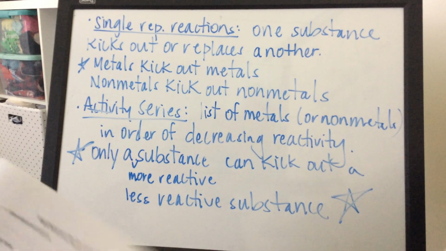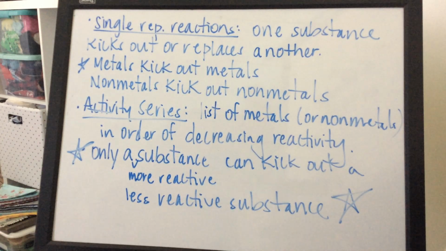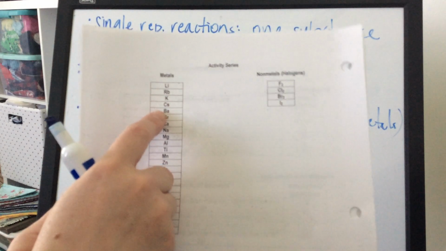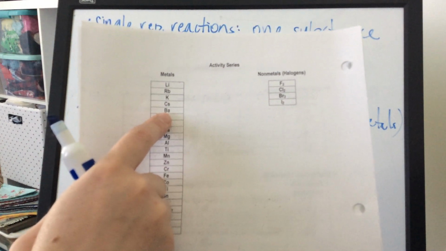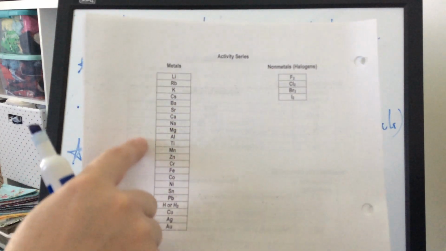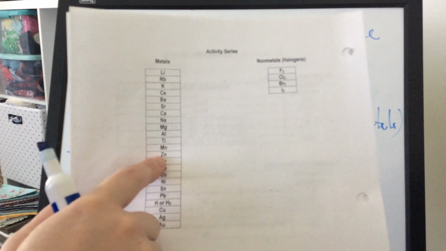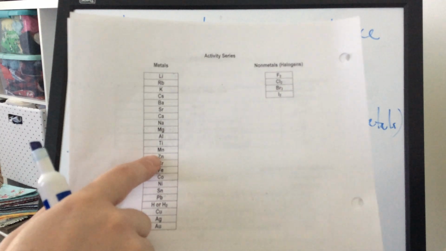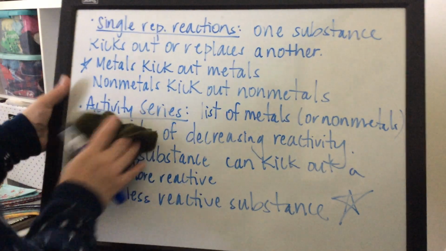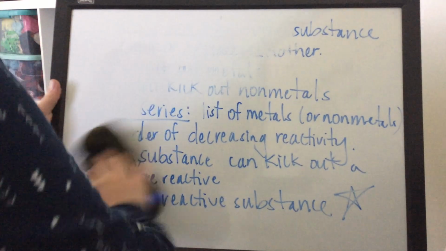So what does that mean, and then what does that look like? If I go back to my chart, what this means is that, say, barium, who is more reactive than zinc, right? Again, it's closer to the top. So barium would be able to kick out zinc because it's more reactive. But the reverse is not true. Zinc cannot kick out barium because it's less reactive. So that's how the activity series works. So let's look at an example, and then we'll do some practice. And then that's it. That's really the idea here.